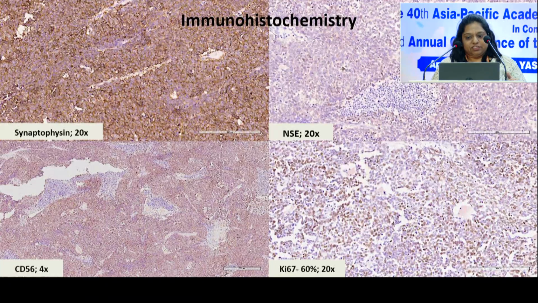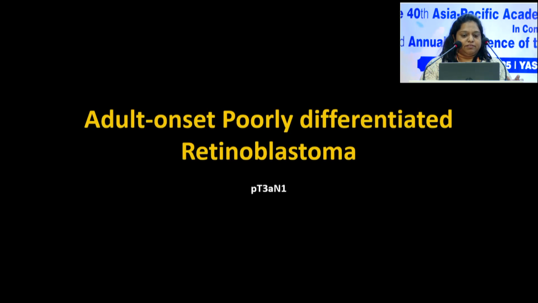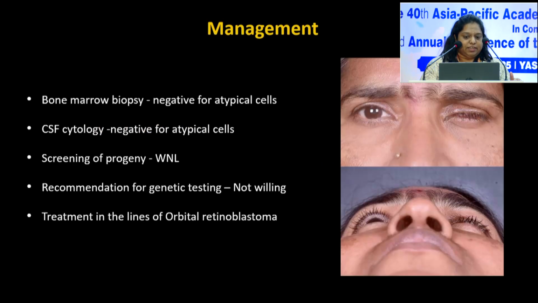So on immunohistochemistry, which we repeated, synaptophysin was positive, NAC, CD56 showed faint expression in the lesional cells, and Ki67 was around 60%. And to confirm that this is of retinal origin, we had also run CRX, which is a marker for cone precursors, and that showed intense positivity in the tumor cells. So this was a case of adult onset poorly differentiated retinoblastoma.